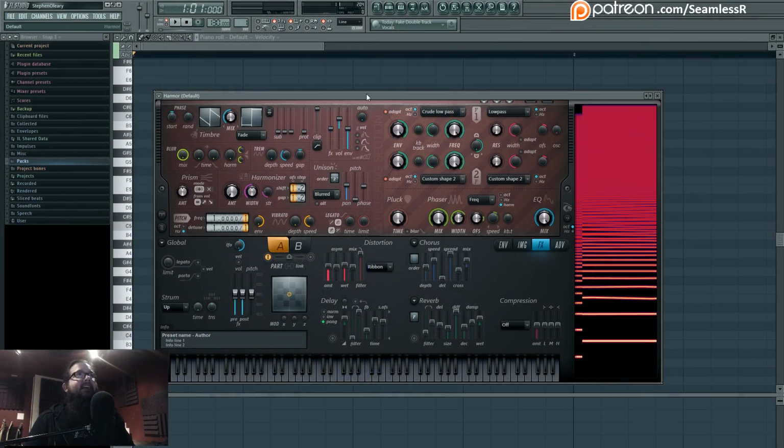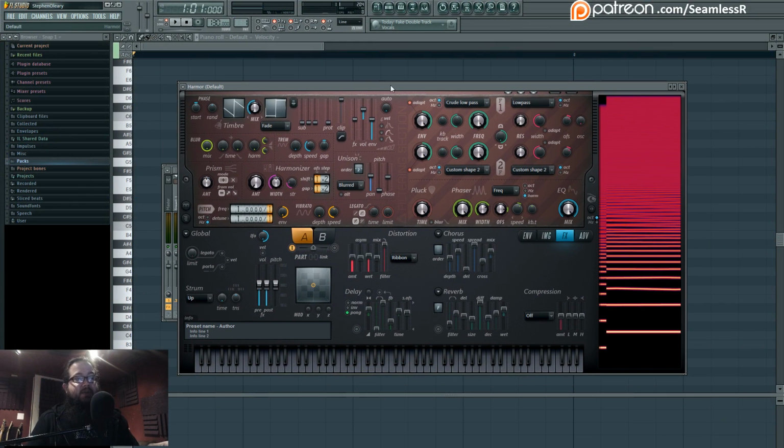Today I'm going to show you my camera, which is not the scene that I wanted to go to, but I will actually go to the real one. Today is a Harmor trick that came up when I was talking to a student the other day, and it sounds like this.